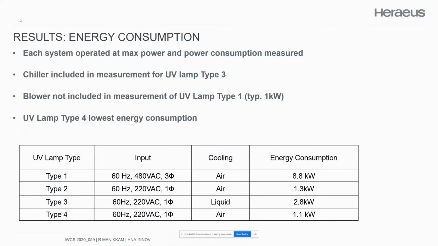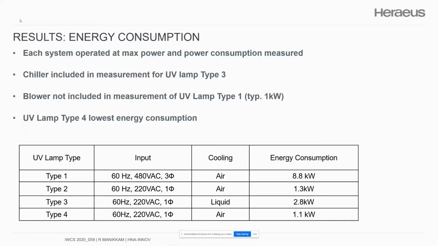So with that, we then continue to operate the systems at their maximum operating power and measure their individual power consumption. Type 3, if you recall, was liquid cooled, so we needed to include the chiller in this measurement. For type 1, we did not include the blower system, but that can typically consume about 1 kilowatt of power. Below in the table, you can see the results of our energy consumption.